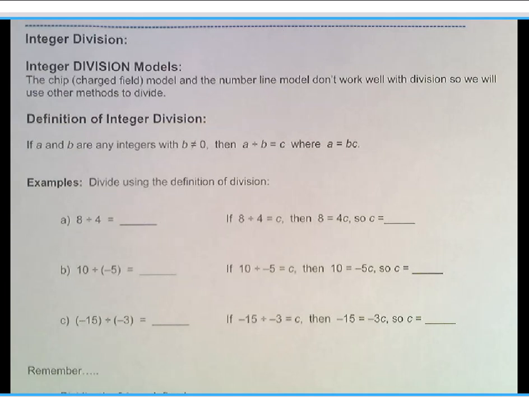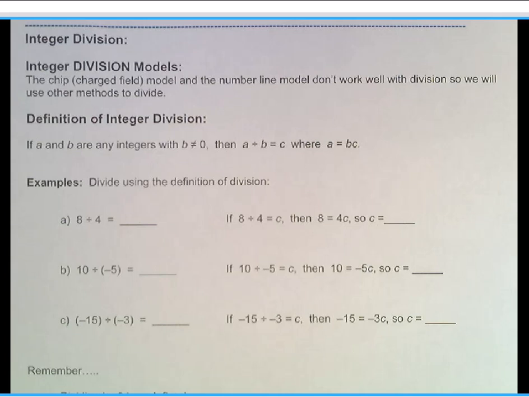Now we're going to move on to integer division. And you can see that under integer division models, I have no models drawn. That's because, quite honestly, the models that we have done for integers, the charged field and the number line, they all kind of fall apart when it comes to division. They just don't work well. So we're not going to waste our time doing them.